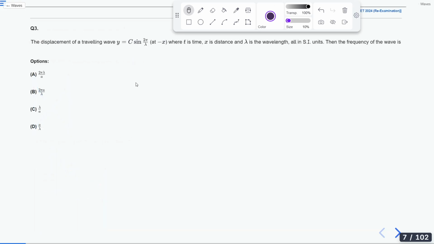The displacement of the traveling wave is y equals c sine 2 pi by lambda (vt minus x). So what is the standard form? Y is equal to, suppose amplitude you can take c also, so c sine (omega t minus kx). And you can write omega as 2 pi nu, and k as 2 pi by lambda.